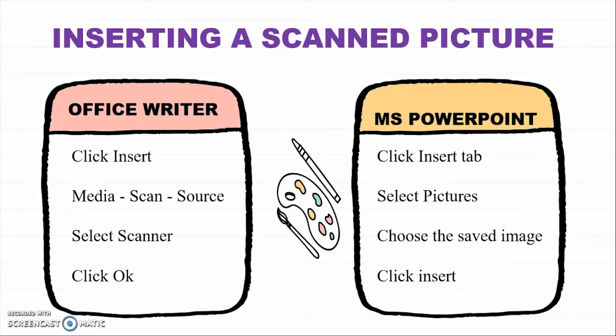Then we are going to see how to insert a scanned picture. For using Office Writer, first we have to click Insert, then Media, after that Scan, then select the required file and click OK. Then your image gets inserted in the newsletter. Using MS PowerPoint, you click the Insert tab, select Picture, choose the saved image which we already have in the computer or laptop, then click Insert. Then the image gets inserted into your newsletter.